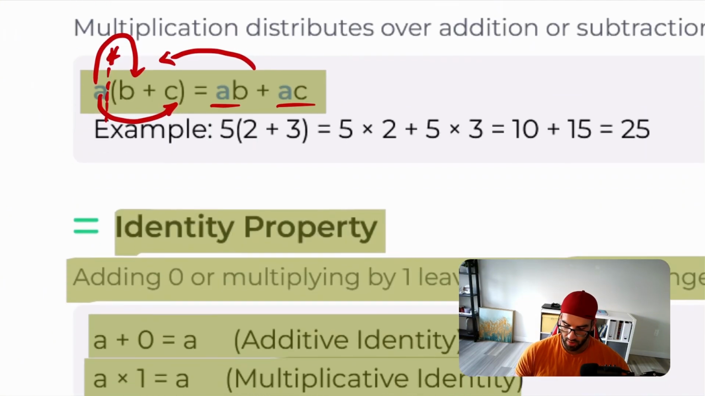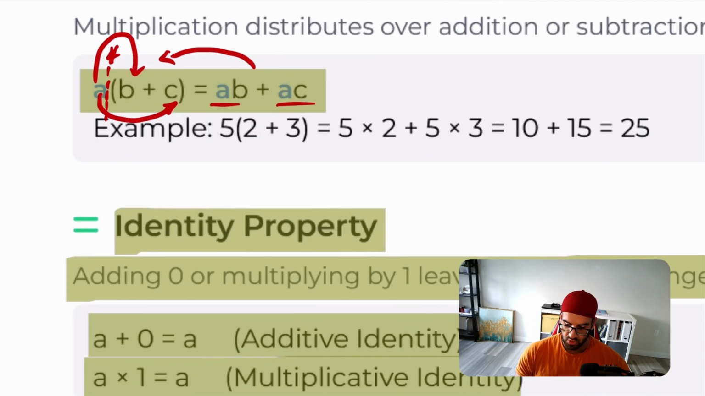So imagine that you have 5 times 2 plus 3. So I can write it down as 5 times 2 plus 5 times 3. So imagine that instead of some addition, I had subtraction. What would happen? Again, same, but instead of just having addition, I do have the subtraction itself.